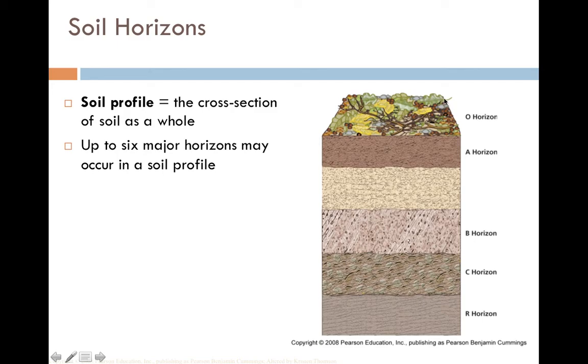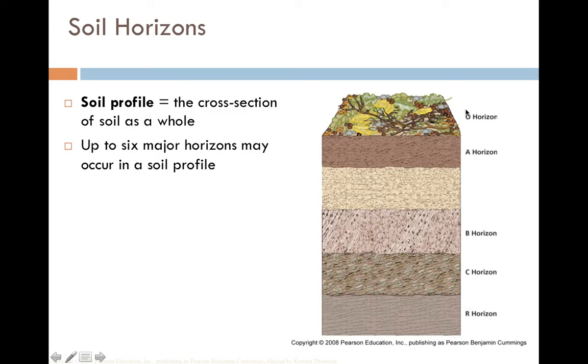So this horizon may be present or absent depending on how much vegetation is falling onto the soil, but the biomes that are going to have the biggest O horizon are going to be forest biomes because they have so much material falling to the ground. As you go downward in the soil profile, you'll find less and less organic material and more inorganic material until you get down to the R horizon here. R stands for rock, and this horizon is solid rock.